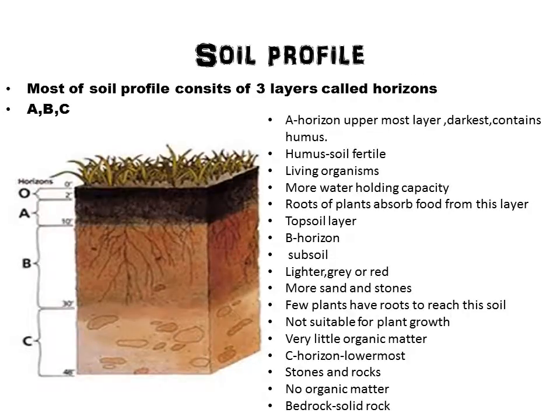Now, coming to the soil profile. Most of the soil profile consists of three layers, which are called horizons. There are three horizons, which are named A horizon, B horizon, and C horizon. Now let's look at them one by one.